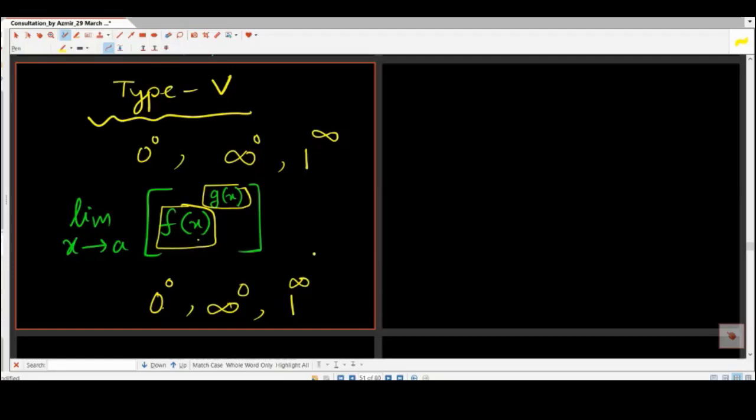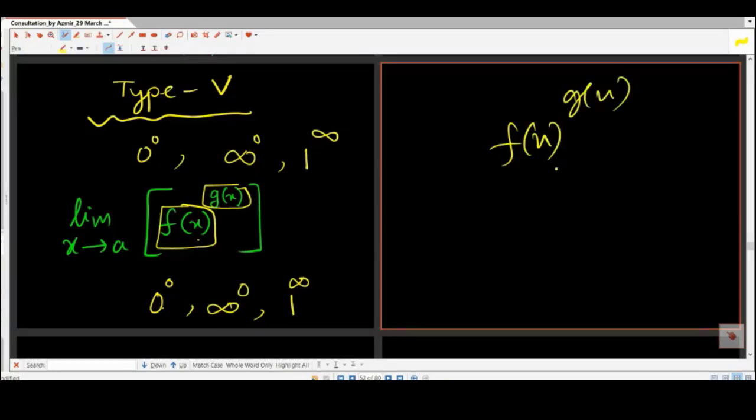So just to solve this problem, our target is to convert this f of x power g of x form to f of x over g of x. But how can we do this type of conversion? This time we have to take the help of logarithm. That means we can take logarithm on both sides and then we can try to find the limiting value.